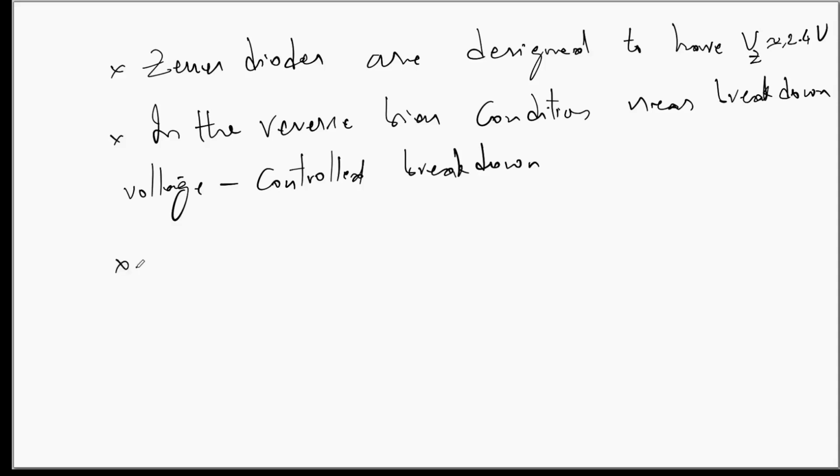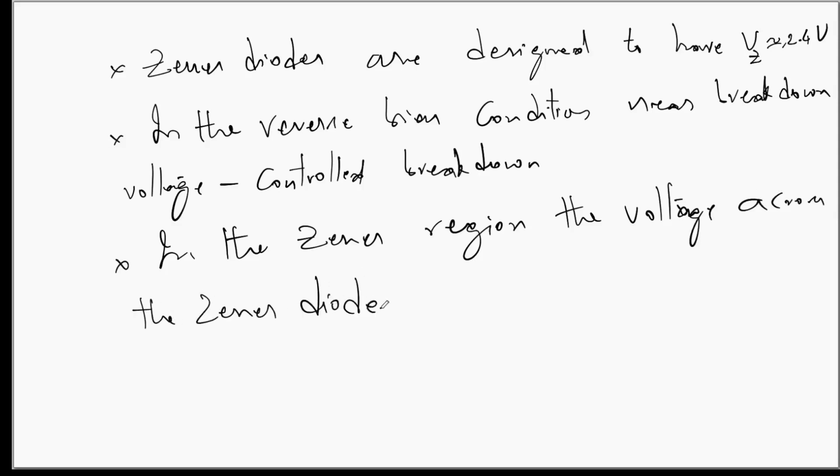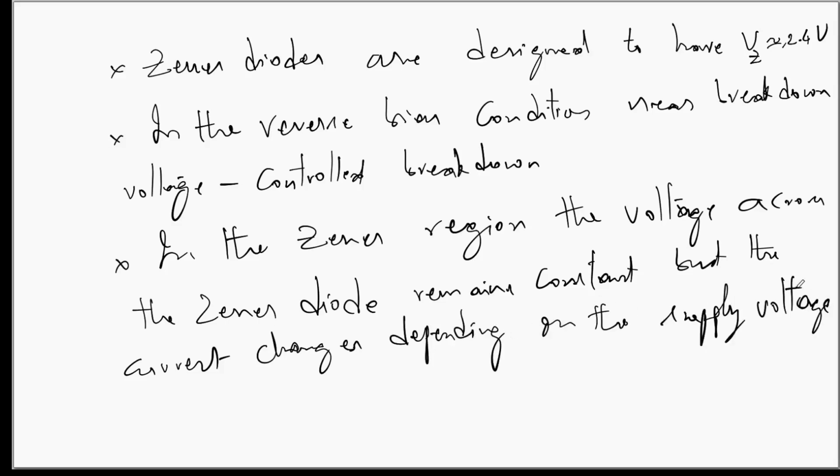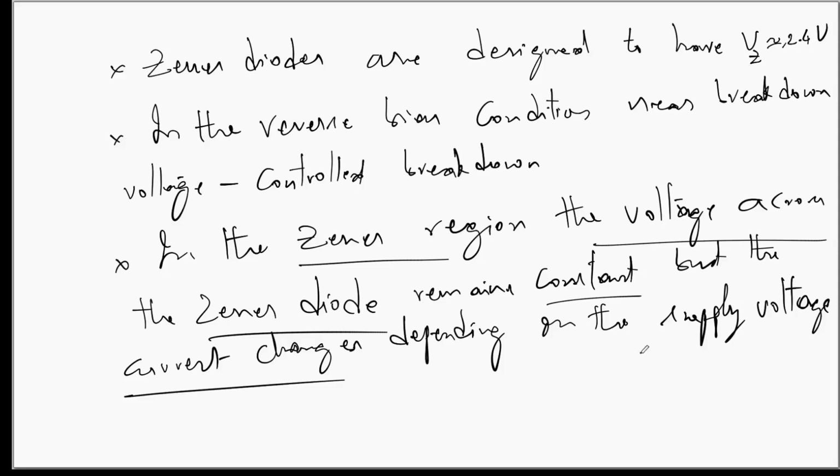Another interesting point is that in the Zener region, the voltage across the Zener diode remains constant, but the current changes depending on the supply voltage. This is one interesting aspect of the Zener diode. By suitably changing the doping, one can modify the Zener voltage of a given Zener diode.